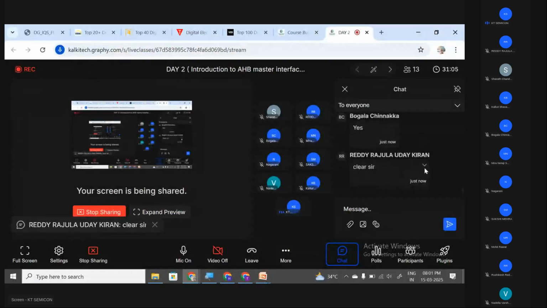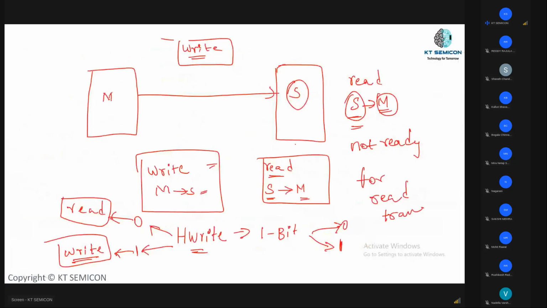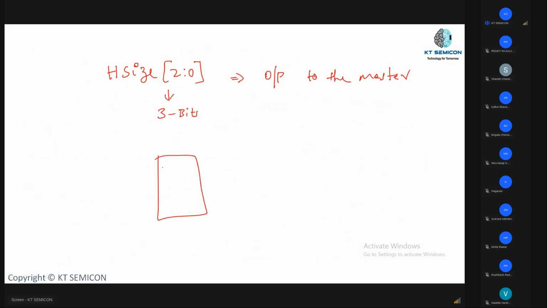Now, coming to one more signal which is known as HSIZE, and the width of this particular HSIZE is 3 bits. This HSIZE is also an output of your master, and it is an input to the slave. So what does this HSIZE indicate? Now, let's again see your master and again consider your slave.